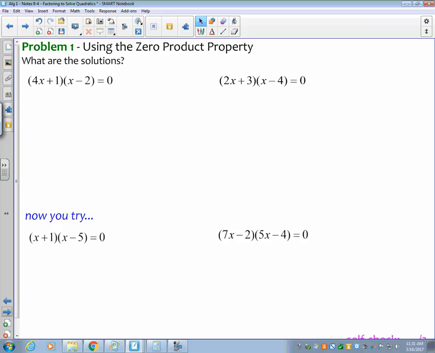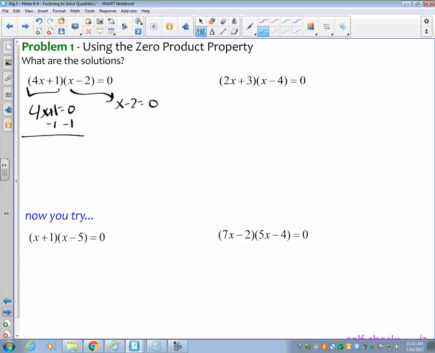All right, we did this yesterday, so I'm going to do a quick run-through. We're going to set this first piece equal to 0, and then set the second one equal to 0, and solve both of them. You should already have this on your paper. So we get 4x is equal to -1. We're going to divide by 4 because we are not afraid of fractions.